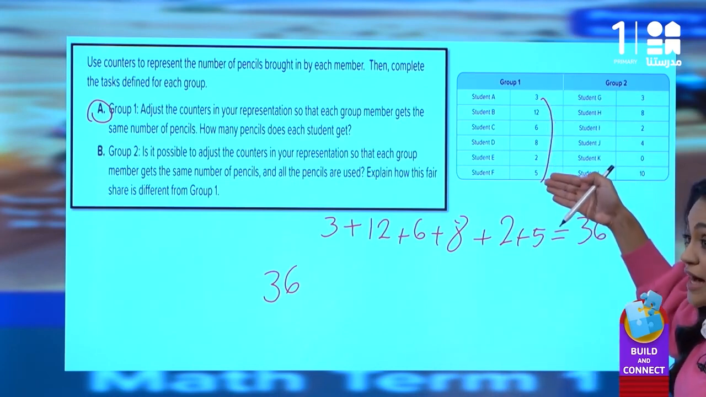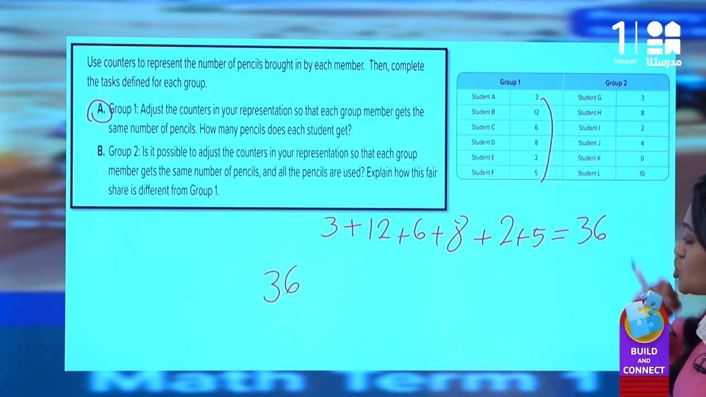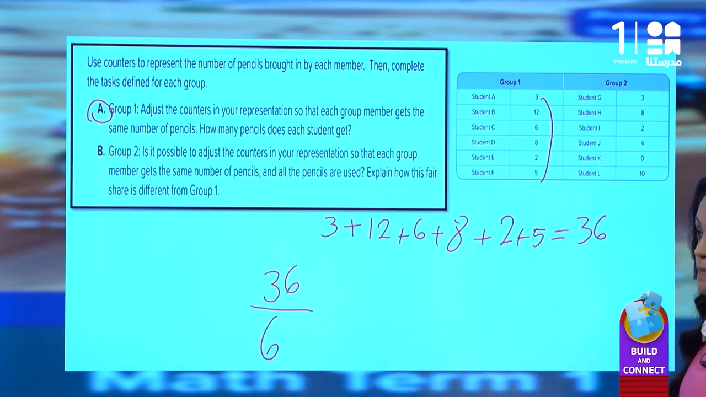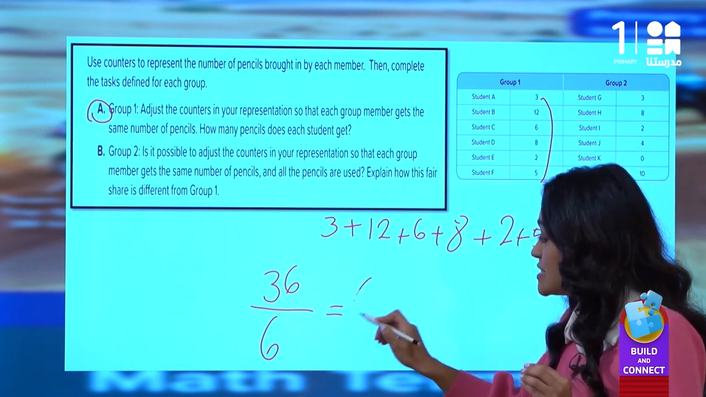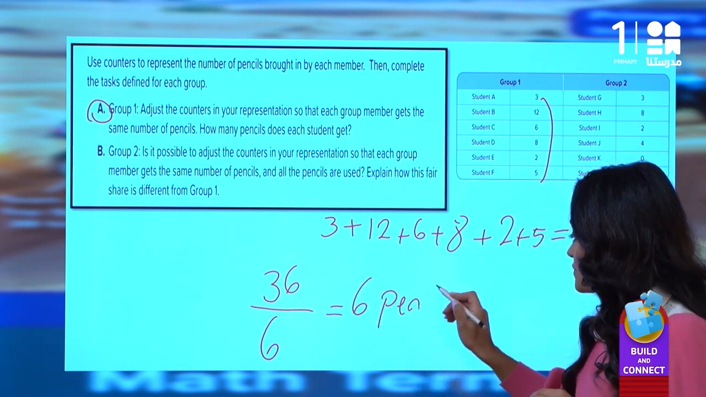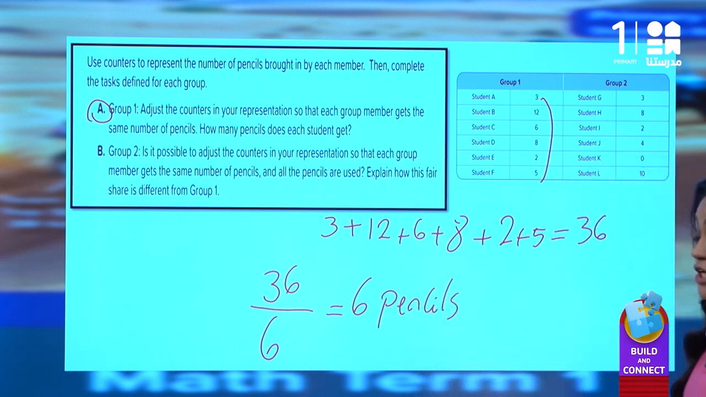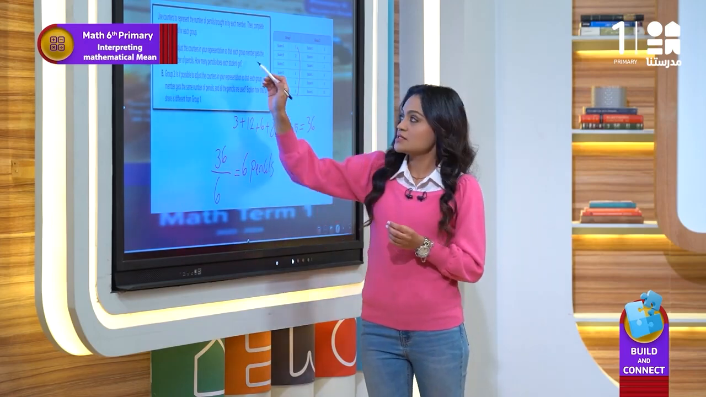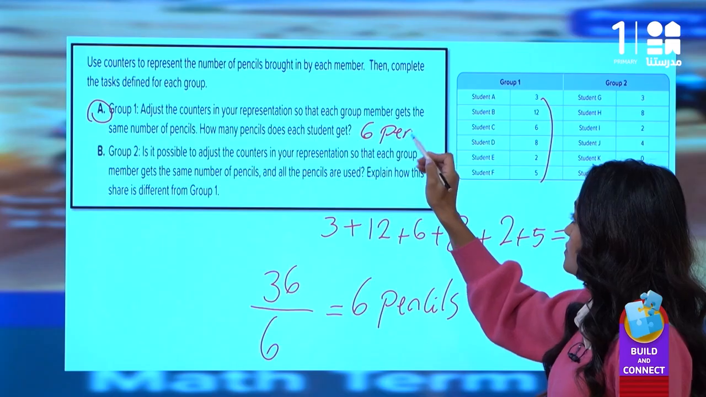How many students do we have? Exactly 6 students. So it's divided by 6. So the share of each student will be how many? 6 pencils. Each student will take 6 pencils. Thus, we write the answer to problem A, which is 6 pencils.